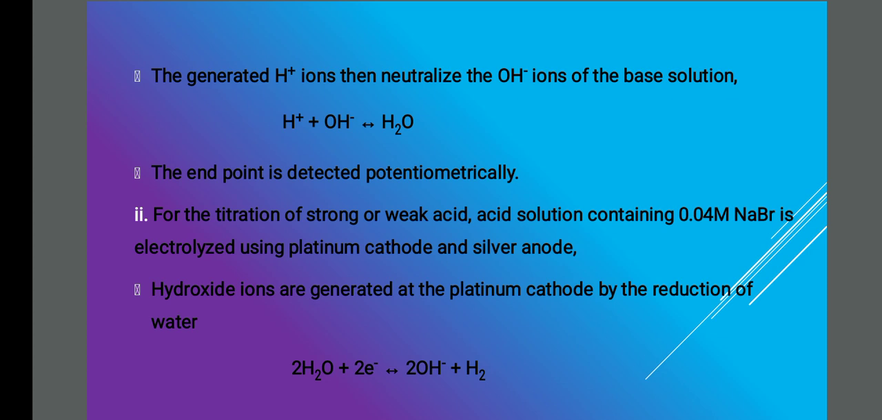Is it okay? So I'll repeat this method once again. In acid-base titration, if there is a strong base or weak base, we take a basic solution and electrolyze it using a platinum electrode. Hydrogen ions will be produced by oxidation of water. Oxidation happens at the platinum anode. So water reversibly gives you oxygen plus 4H+ plus 4 electrons. Is it okay? And the generated H+ ions are then neutralized by the OH- ions of the base.